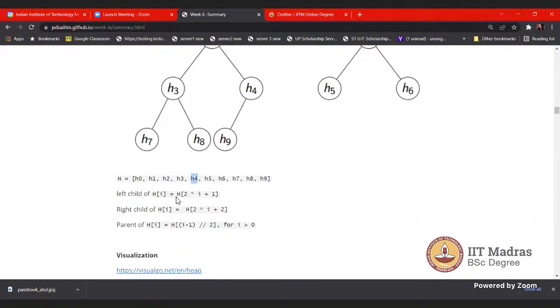So to find the left child, we multiply 2 into this 4 value. 2 into 4 is 8, and 8 plus 1 is 9. So the 9th index is the left child of that node. So 4, 5, 6, 7, 8, 9. h9 is the left child of that one. Okay, same for the right.